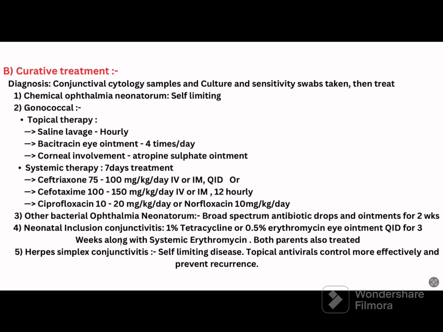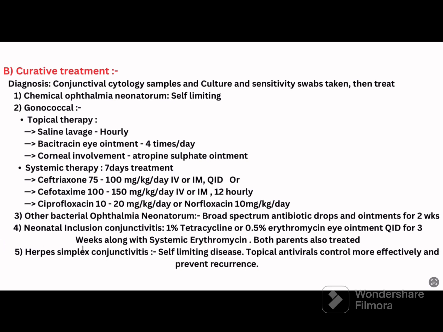How about the neonatal inclusion conjunctivitis? This responds very well to topical tetracycline 1% or erythromycin eye ointment 4 times a day for 3 weeks. But you should give it along with the systemic erythromycin. How much? 125 mg orally QID. That means 4 times daily for 3 weeks. Now you should always treat both the parents with systemic erythromycin.